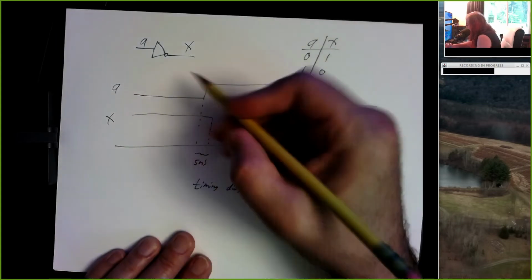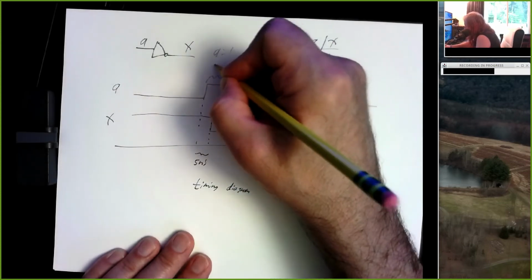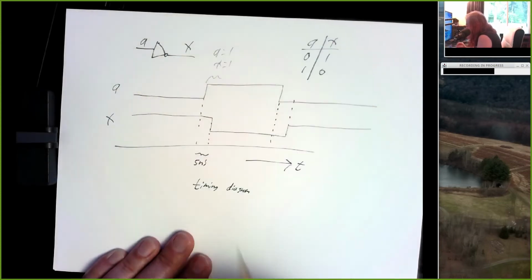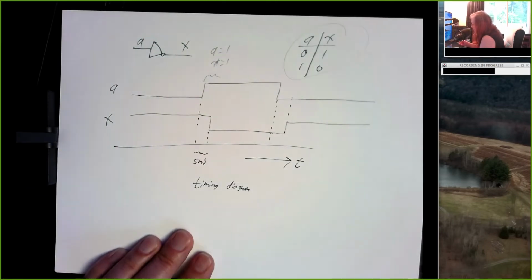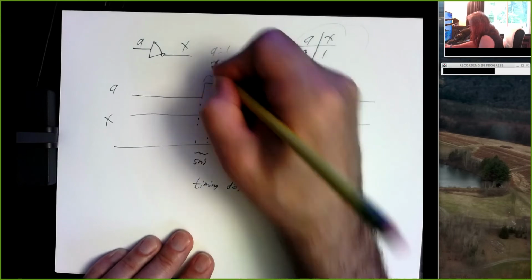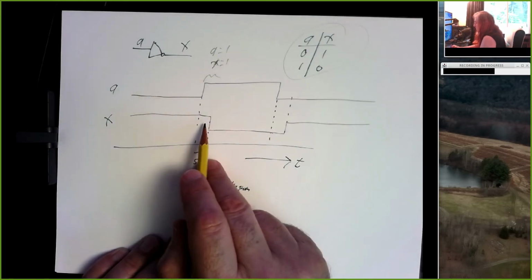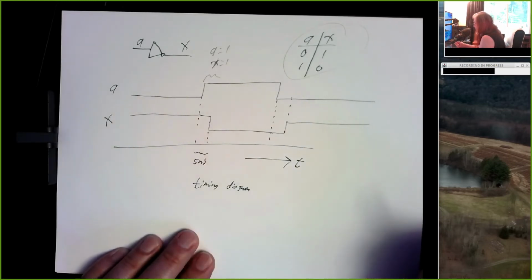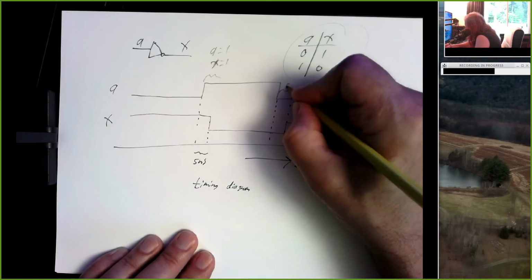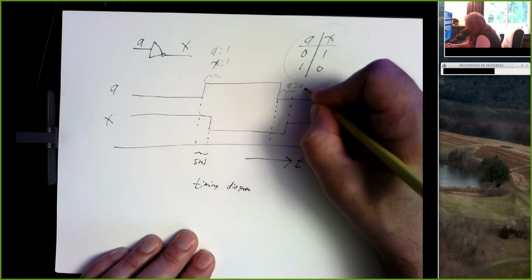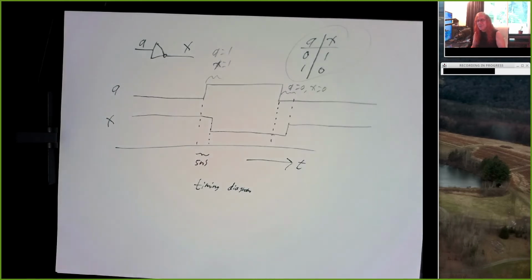And what's going on during this time? A is equal to 1 and X is equal to 1. It's violating the behavior that it's supposed to have. During these 5 nanoseconds, the input to the inverter is 1 and the output is also 1. And during these several nanoseconds, the input is 0 and the output is also 0. It's violating the behavior of an inverter.